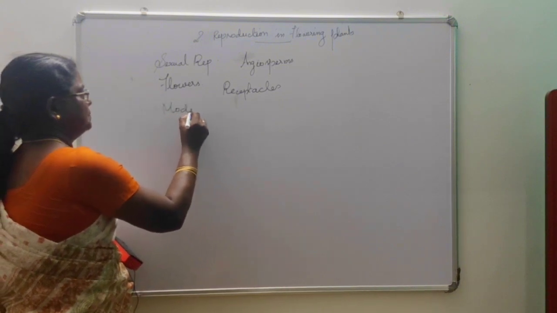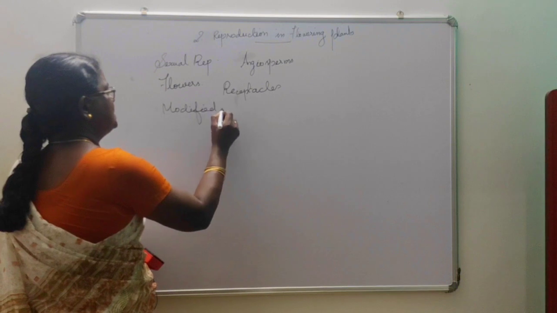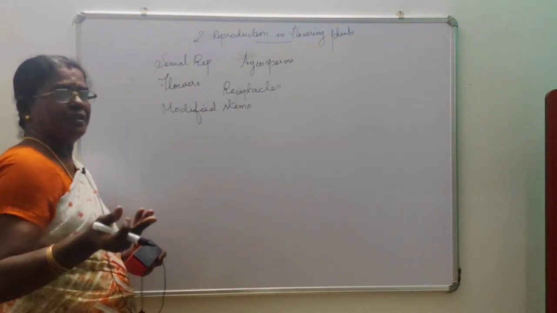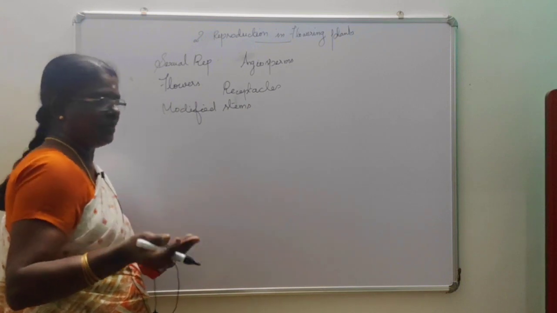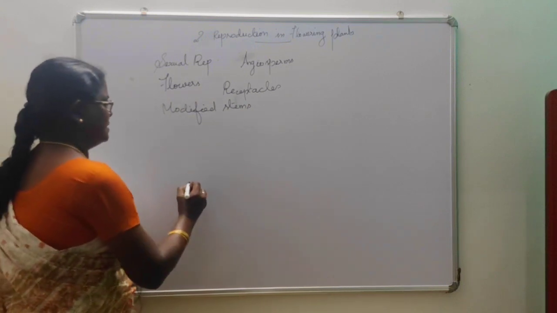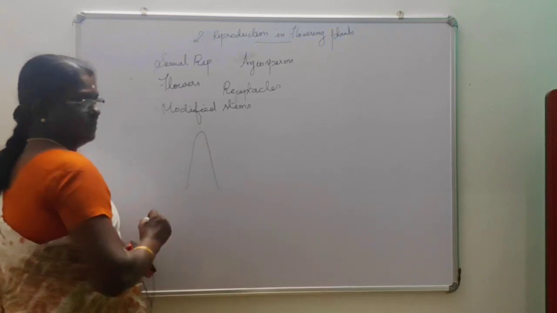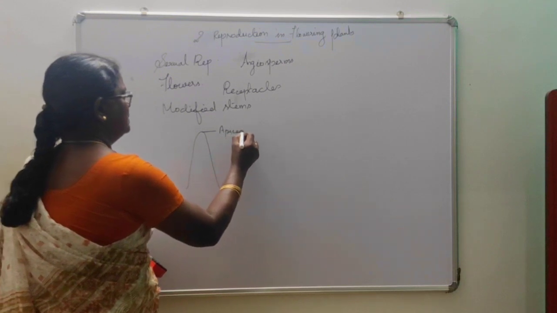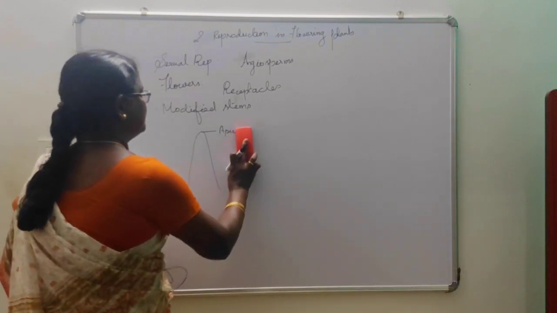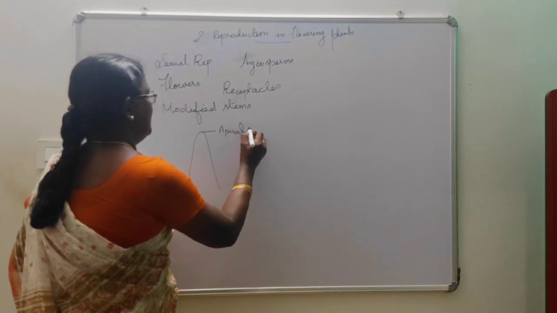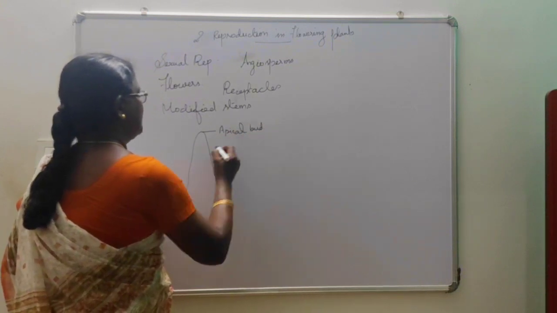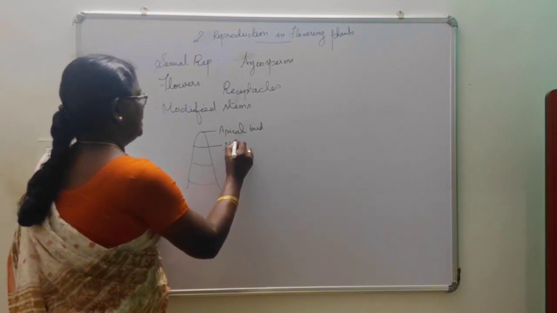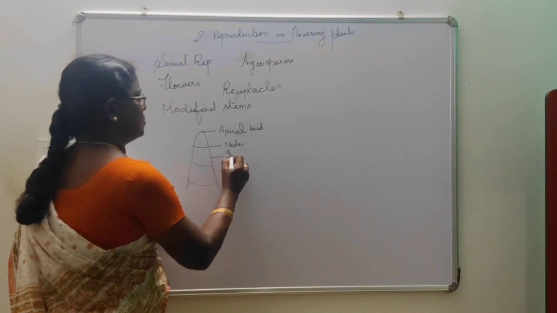Okay, so these flowers are known as modified stem. Modified stem means a stem is modified into a flower. How is a stem modified into a flower? Imagine this is a stem. This is the apical bud. Here you see these are all nodes. In between the nodes, this is the internode.